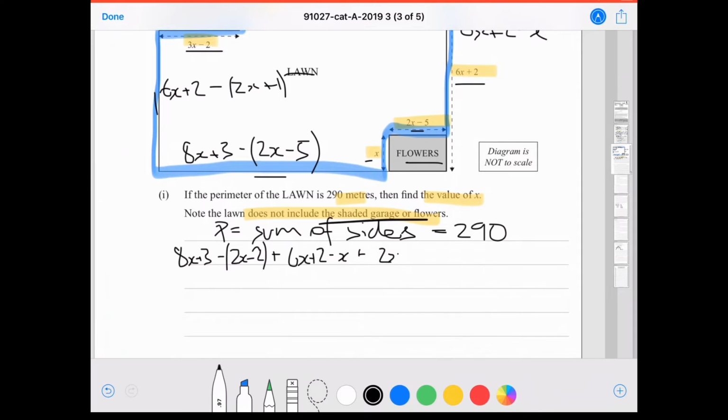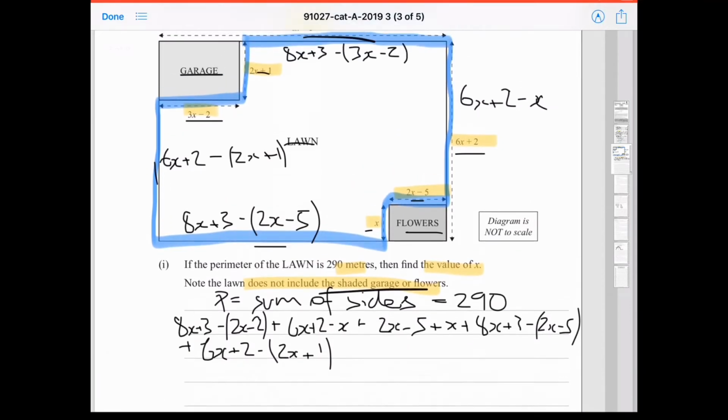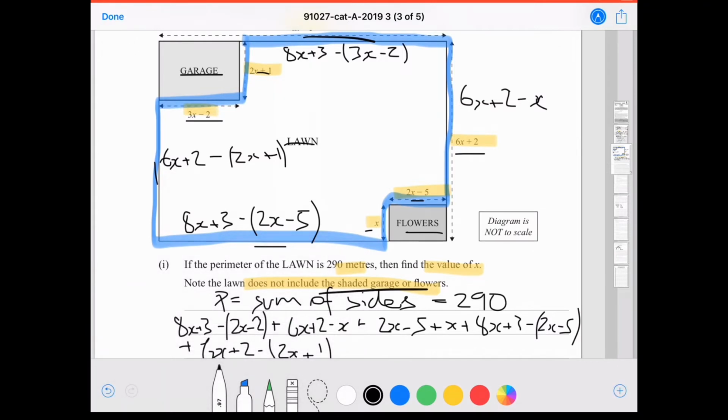And now we start to look at the flower bed. 2x minus 5, sorry, plus x. This bottom measurement, 8x plus 3 minus 2x minus 5, and of course that's in brackets. And we've got to come down the second line, adding 6x plus 2 minus 2x plus 1. It's a pretty long-winded process, but that's typical of these sorts of geometry MCAT questions. And then we've got plus 3x minus 2, and lastly plus 2x plus 1.